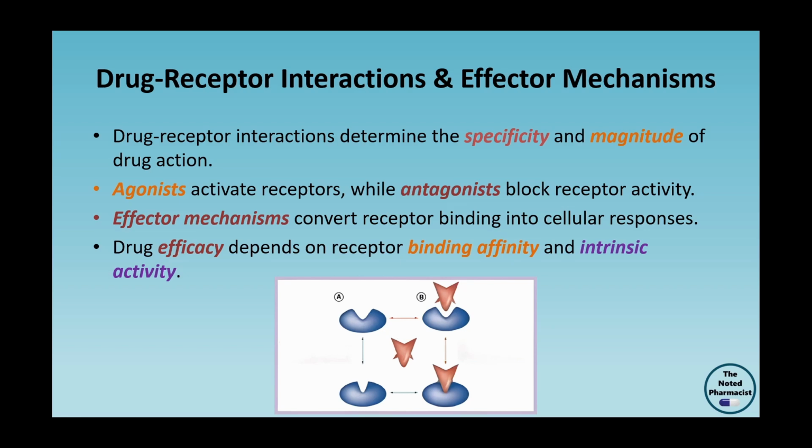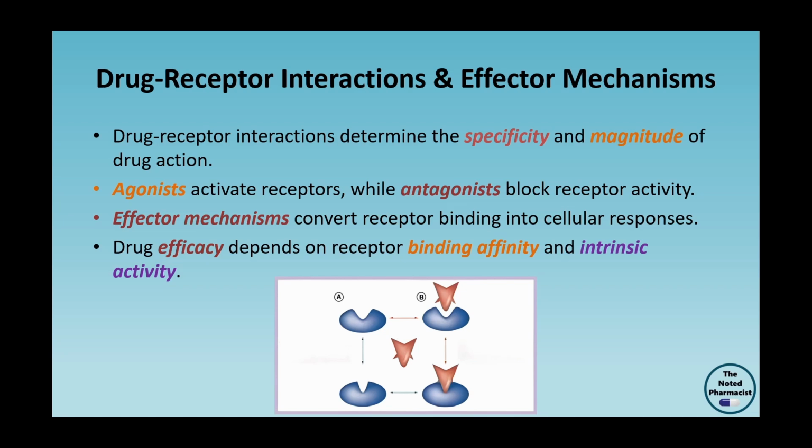Drug-receptor interactions are crucial for determining both the specificity and magnitude of a drug's action. Receptors are proteins that bind specific ligands, allowing drugs to exert targeted effects. Agonists bind to and activate these receptors, initiating a response, while antagonists block this activity by preventing receptor activation. Once a drug binds to its receptor, effector mechanisms convert this interaction into cellular responses that drive therapeutic effects. The overall efficacy of a drug is influenced by its binding affinity to receptors and its intrinsic activity, which together dictate the strength and type of response.